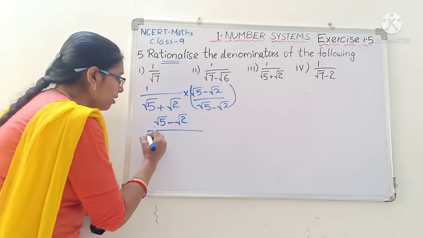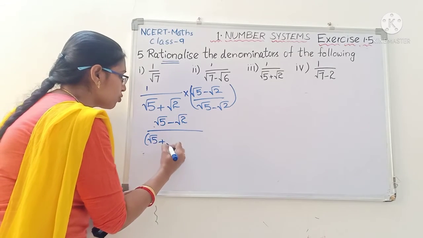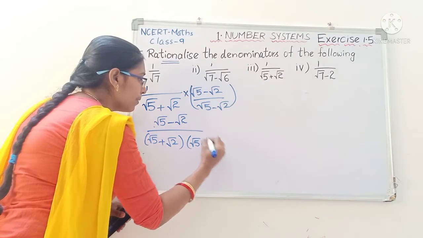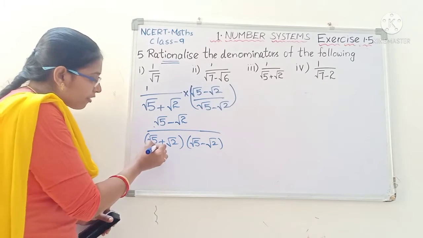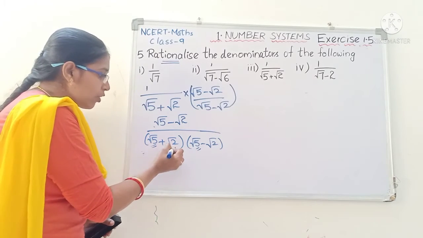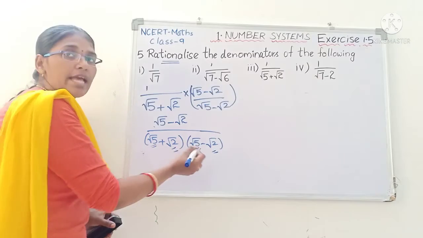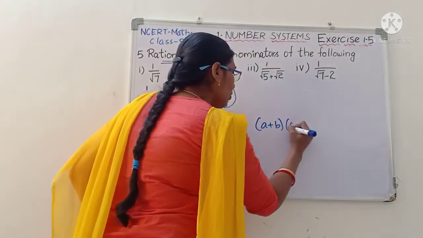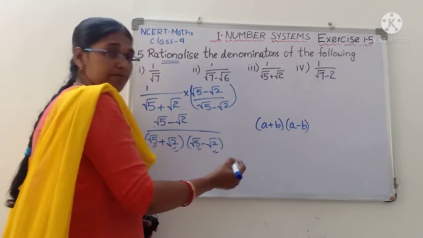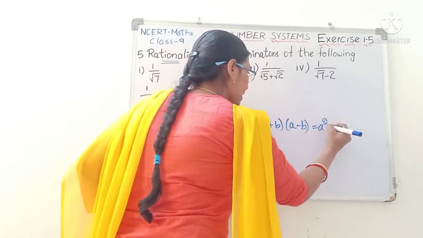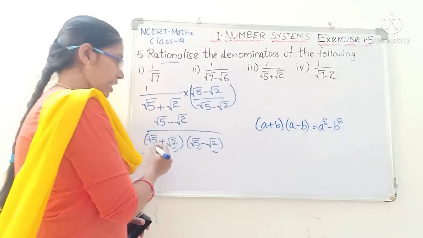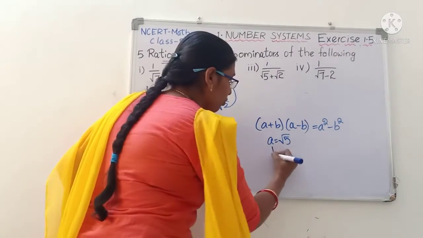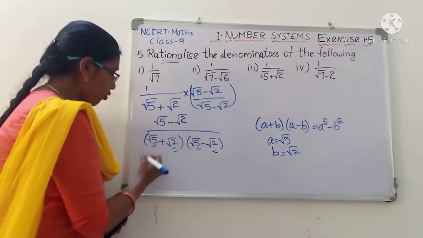Now, the denominator you get as root 5 plus root 2 into root 5 minus root 2. Observe carefully children. Here root 5 is the same, here also root 5. Here you have root 2, here also root 2. Just the sign is changing. So it is in the form of A plus B into A minus B. A plus B into A minus B is A square minus B square. Here what is A? A is root 5. B is root 2. Okay children?